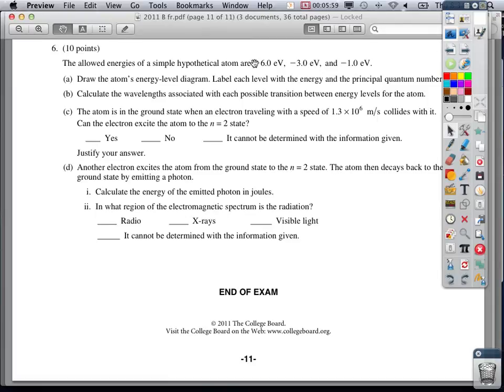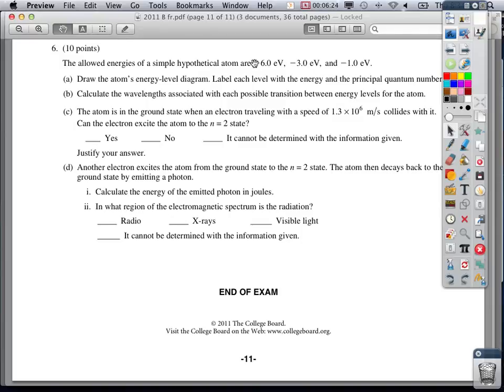So then I just calculate the energy of the emitted photon in joules by converting 3 electron volts to joules. That's all this is. This is a conversion. It's just, can you go from 3 electron volts to joules? And then that conversion is given. It's 1.6 times 10 to the minus 19 joules per electron volt, or whatever. It's given in your formula sheet.